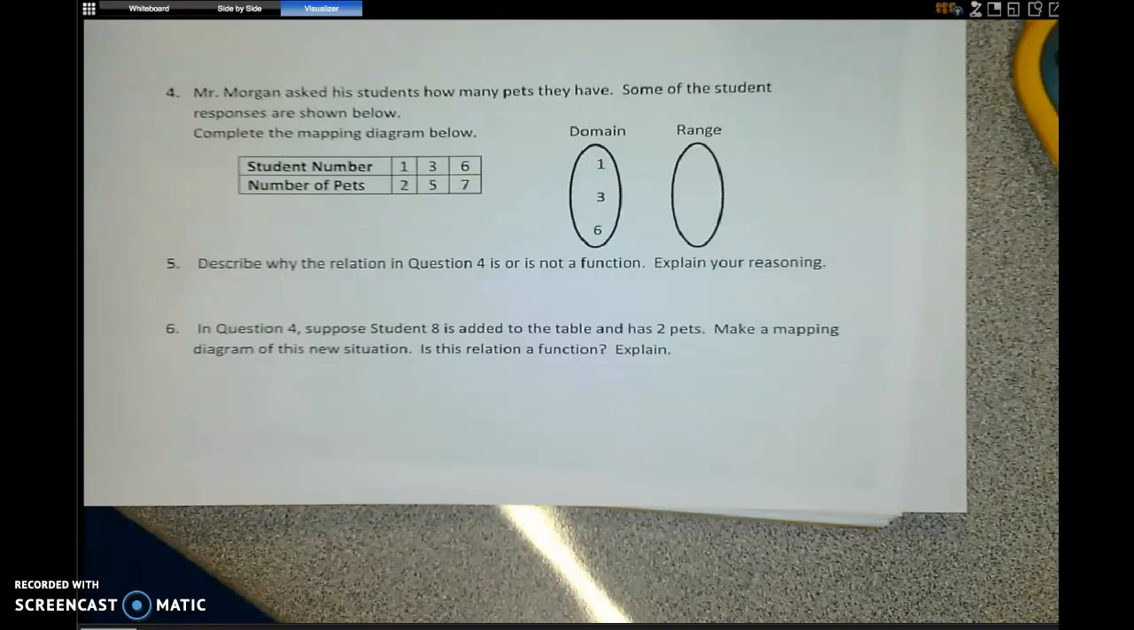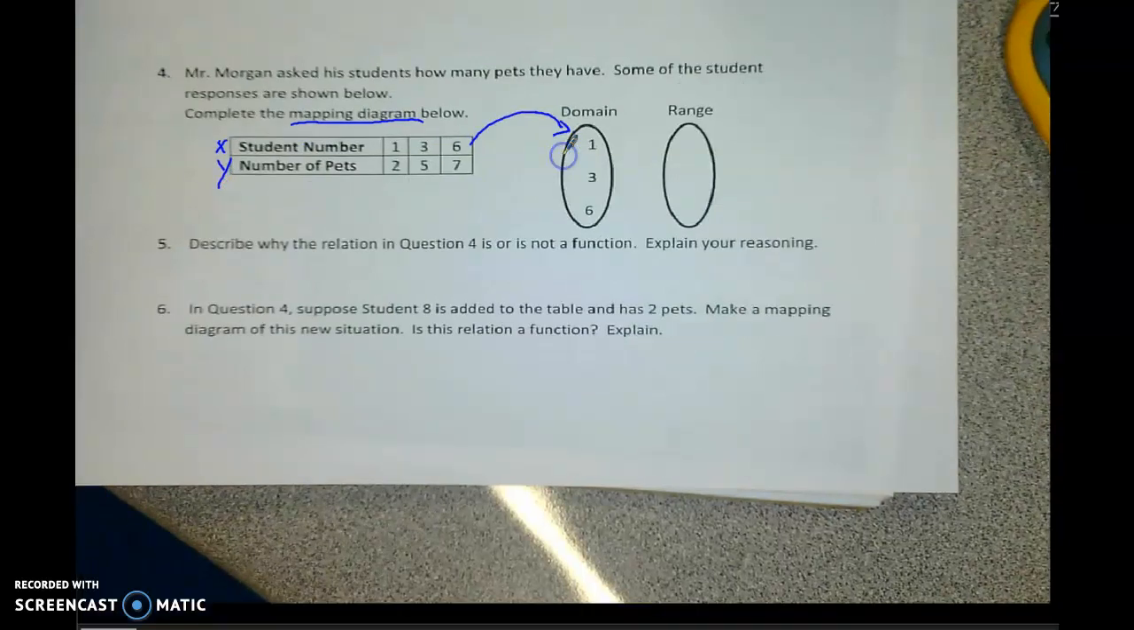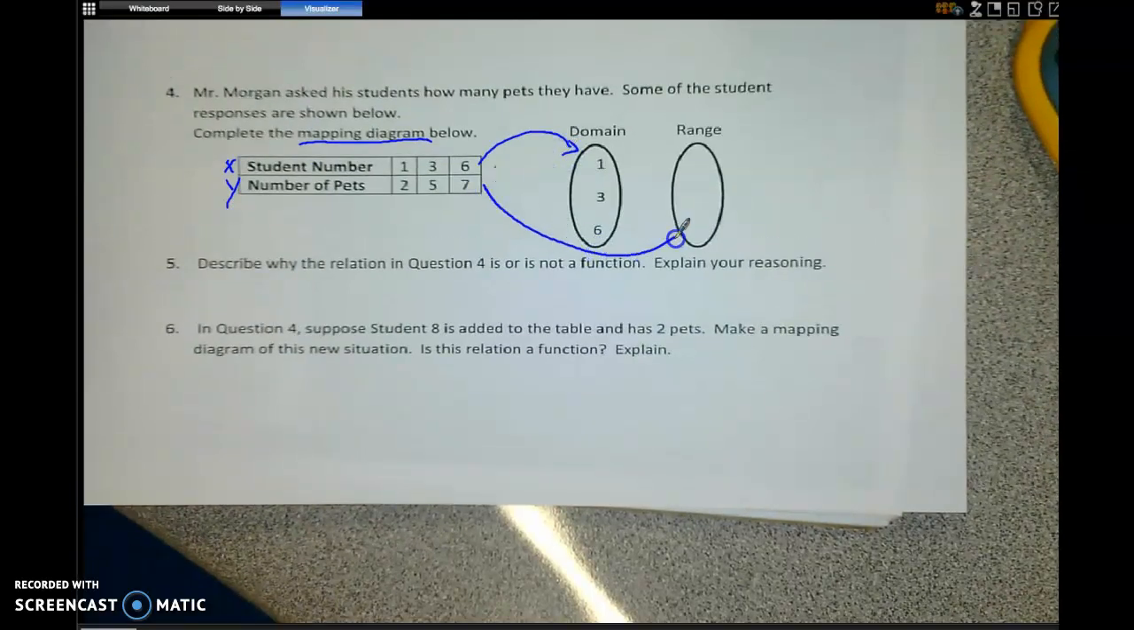Okay, looking at number 4, Mr. Morgan asked the students how many pets they have. Some of the responses are shown. So you need to complete the mapping diagram. It's already started. So we have our domain, which is right here with our x's. And then we have our range right here with our y's. So they took the x's and put them in right there. So that means the y's are going to need to go right there.